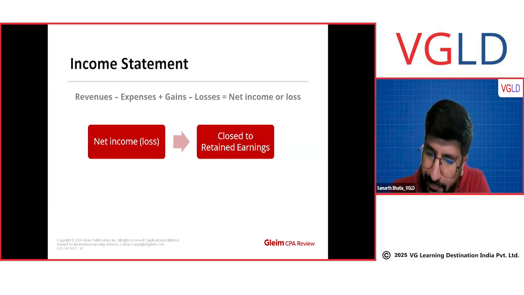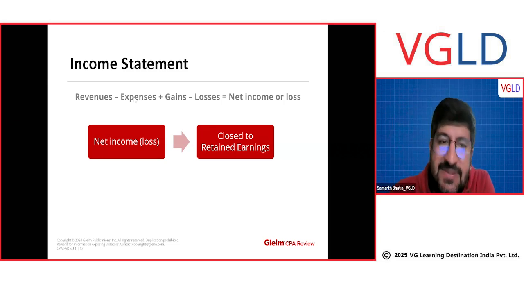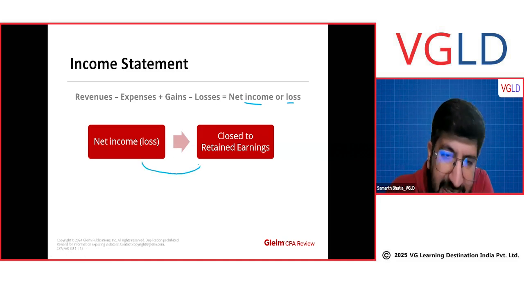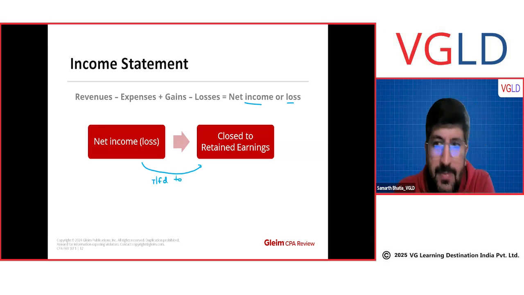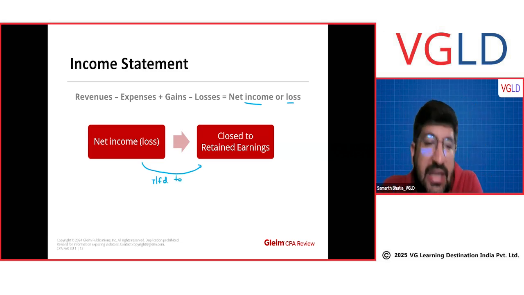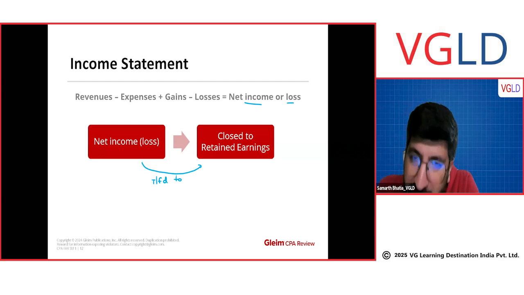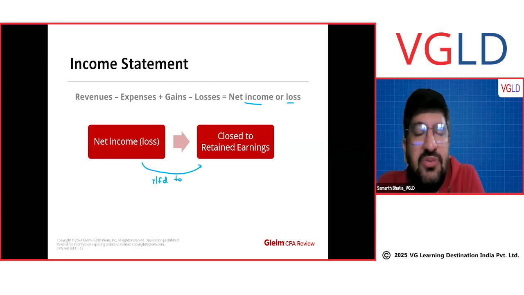So revenue minus expenses plus gains minus losses will give us the net income or loss. And whatever net income or loss we earn will ultimately be transferred to retained earnings. It will be transferred to the retained earnings every year. So whatever income or loss we make, it will finally be transferred to the retained earnings.